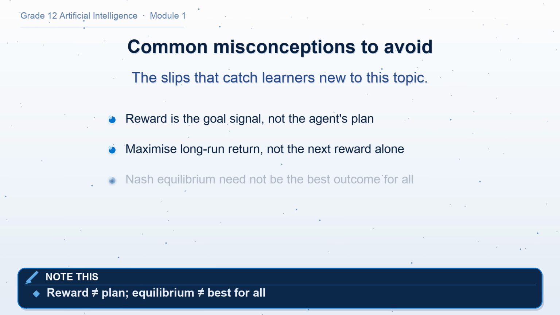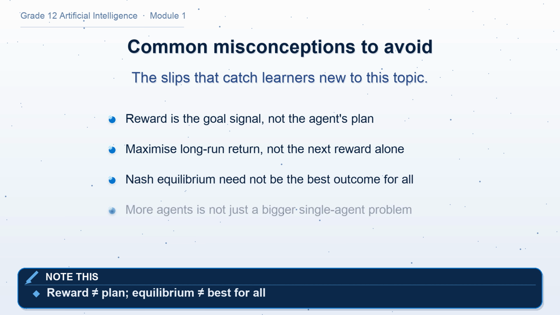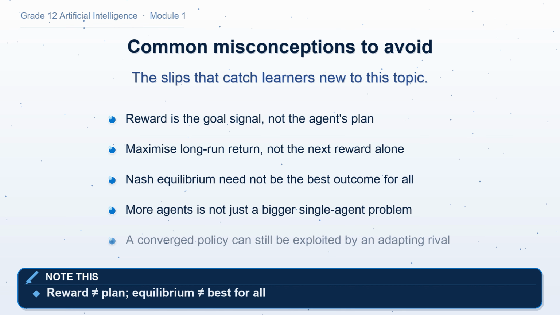showed. Fourth, adding agents is not the same as making one big single agent problem. Non-stationarity changes the problem in kind, not only in size. And finally, a policy that has settled or converged can still be beaten by a rival that keeps adapting. Hold on to these, and the rest of the field will make sense.